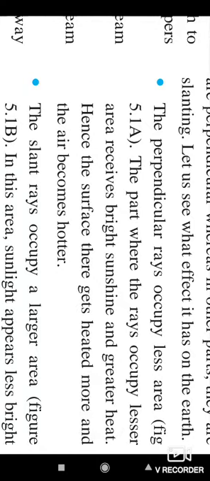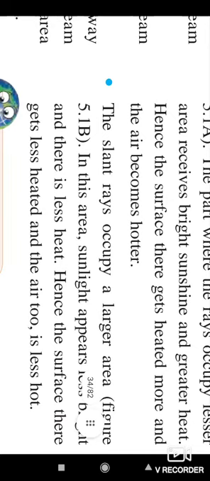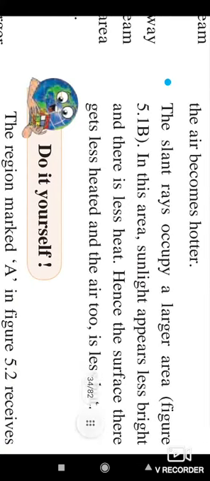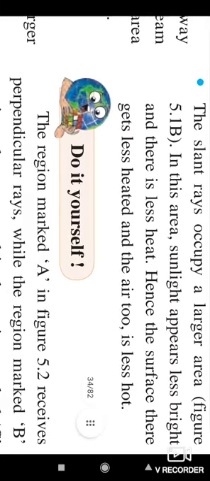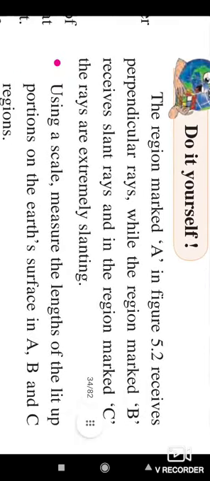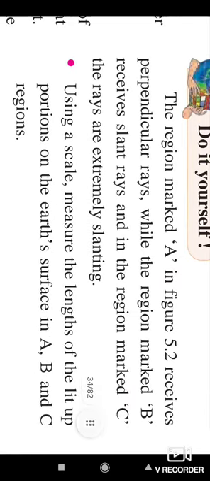The perpendicular rays occupy less area, and the part where the rays occupy a smaller area receives bright sunshine and greater heat, hence the surface gets heated more and the air becomes hotter. While in the slanting area, sunlight appears less bright, there is less heat, hence the surface gets less heated and the air too is less hot. So these are the differences between the perpendicular rays and the slanting rays.